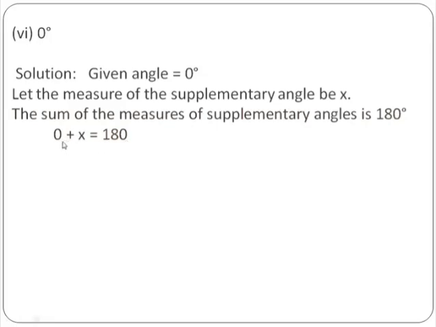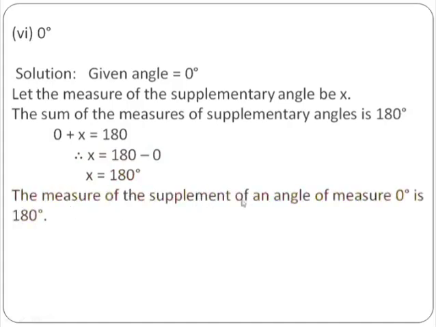Now bring 0 to the right hand side. So you will get x is equal to 180 minus 0, that is 180 degrees. Now write the last answer: the measure of the supplement of an angle of measure 0 degrees is 180 degrees.